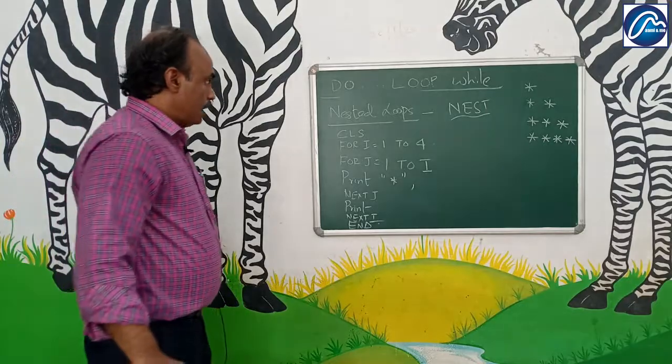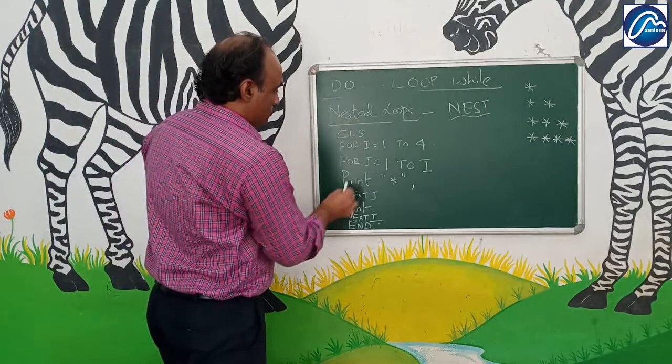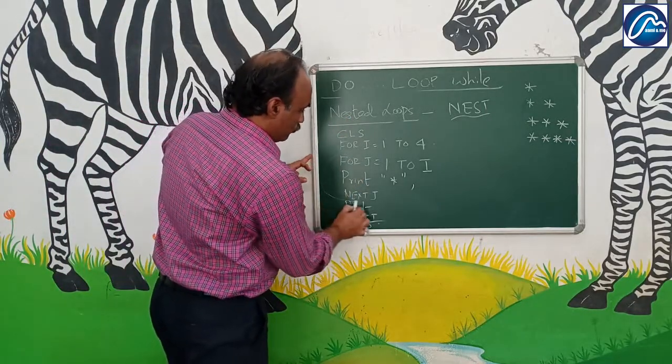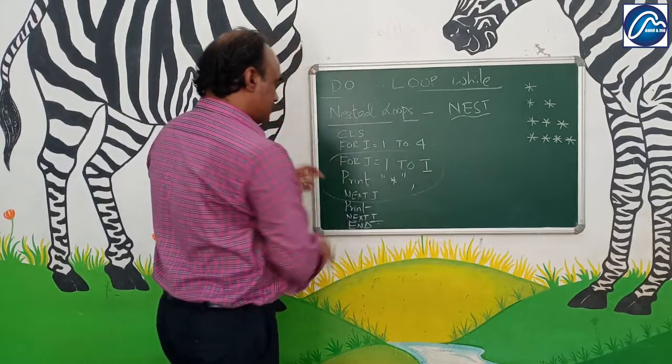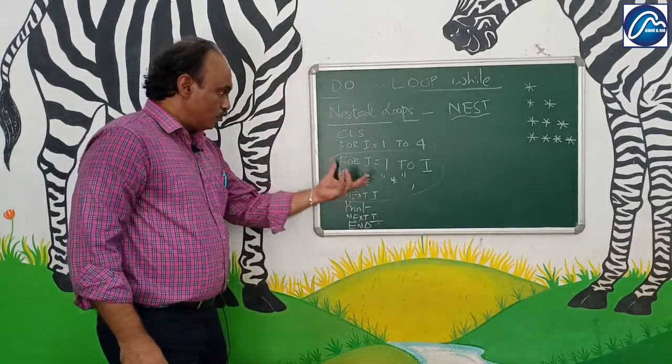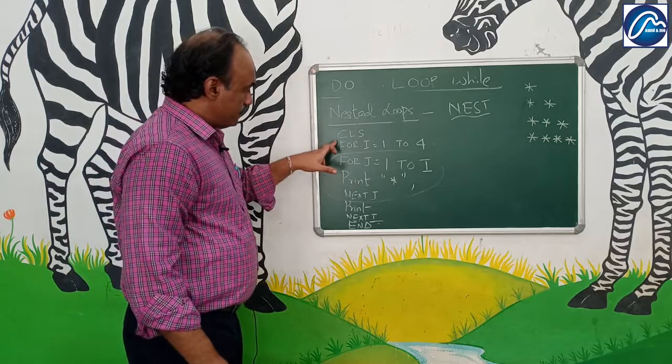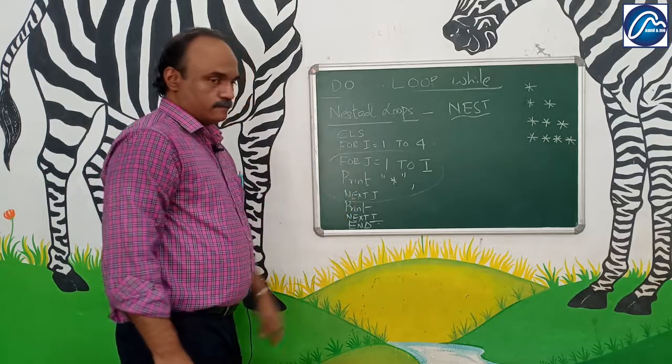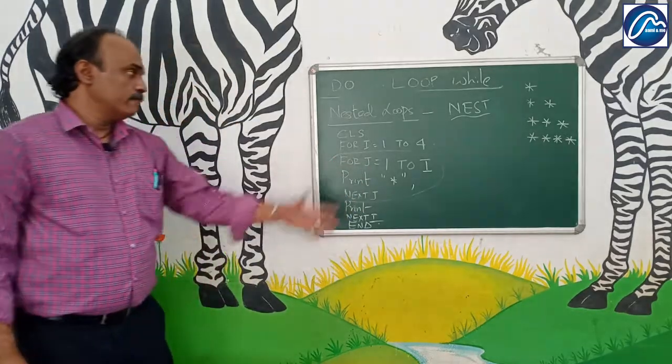See, we were saying about nested loops, no? This is the loop within a loop, this part. This is the nest. There is a loop here. This is the main loop, and inside there is another loop. This is called a loop within a loop.